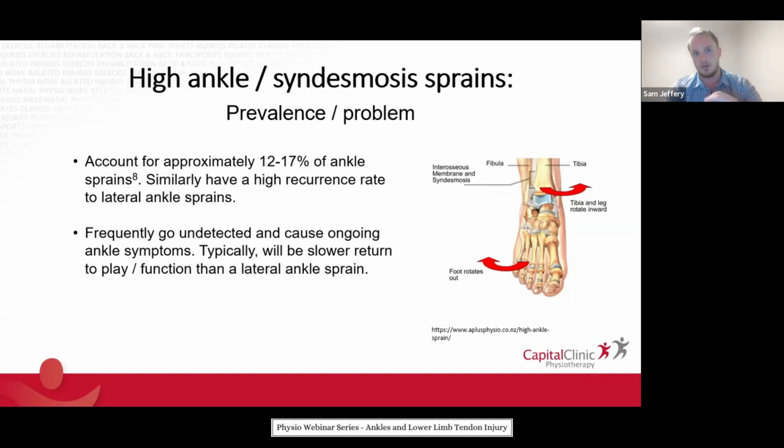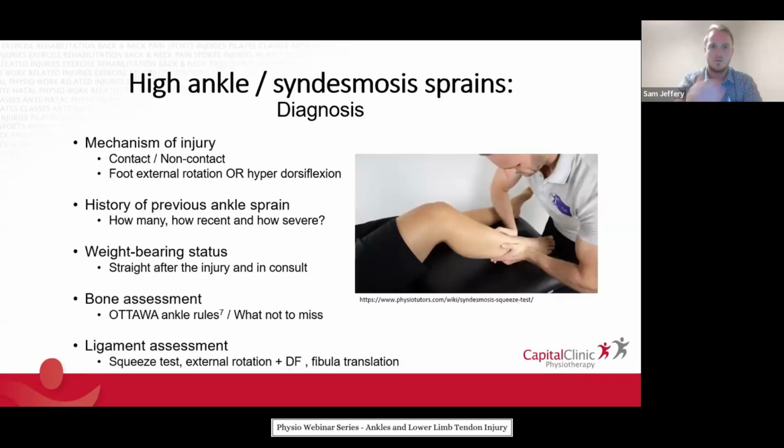Sometimes I'll see a patient who's been treated as a lateral ankle sprain that's still having problems that you wouldn't expect of someone that far down the road, and there might be suspicion that potentially there was something more high ankle going on, which has disrupted their stability and they've gone back to sport too soon. So they have these ongoing issues.